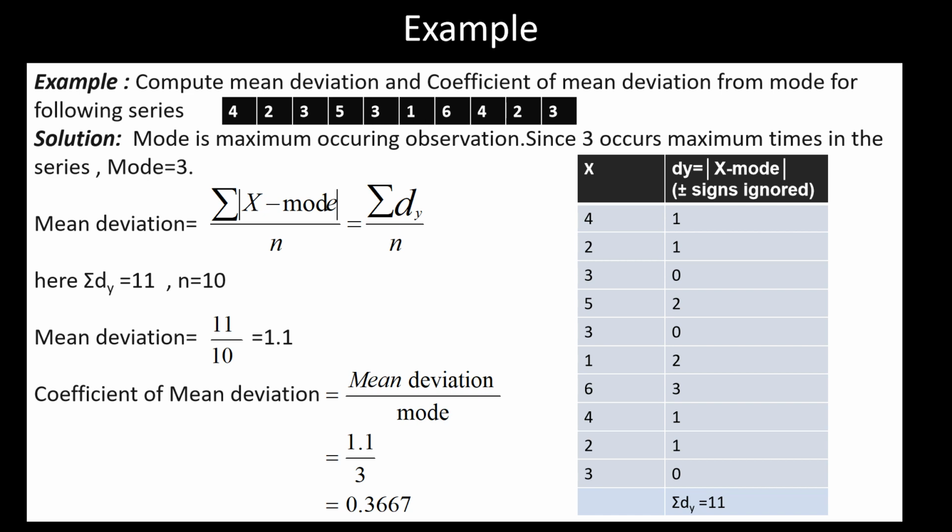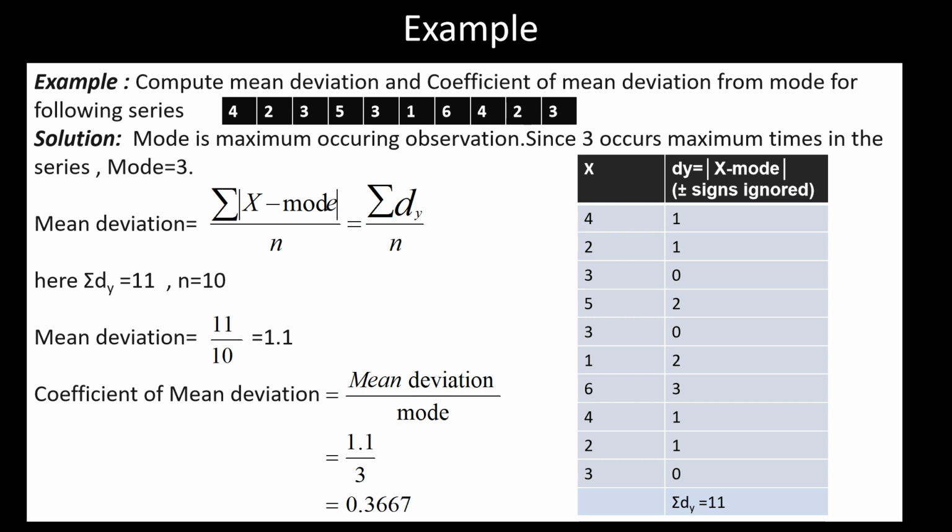So mean deviation, how to find out? First of all, find out the absolute deviations of observations from the average value. Here the average is mode, so we are going to find the deviations of observations from the mode. 4 minus 3 gives you 1, as we are ignoring the signs. 2 minus 3 will be 1 again. In this way, find the deviations and then the total. Here we got it as 11, and substituting in the formula of mean deviation, the ratio of the sum of the absolute deviations to the number of observations, it is 11 by 10, which gives you 1.1.